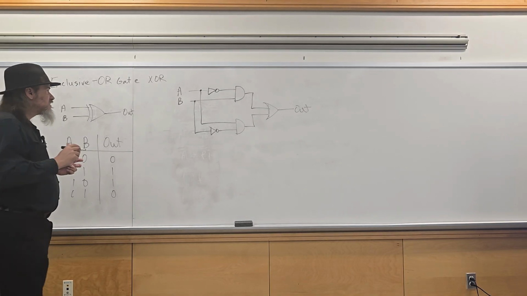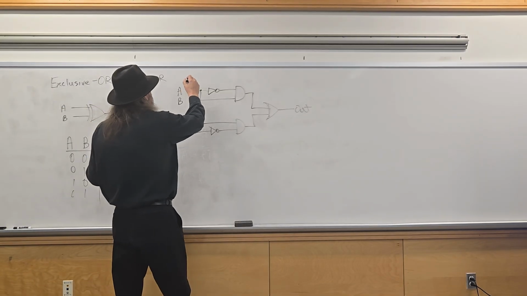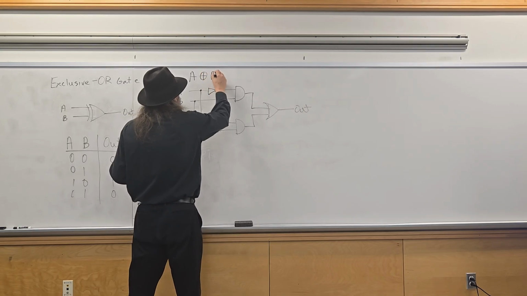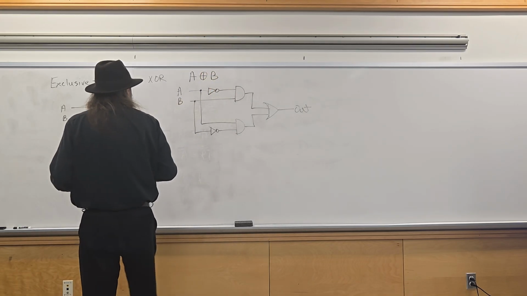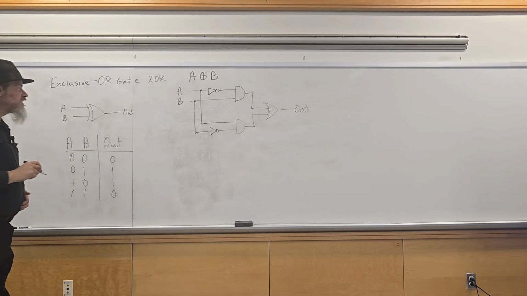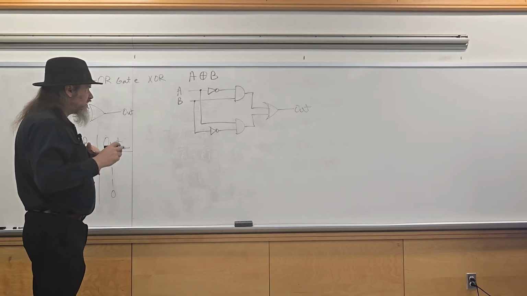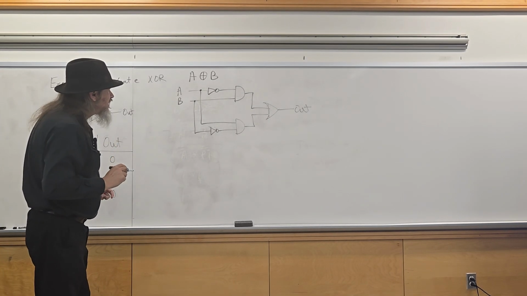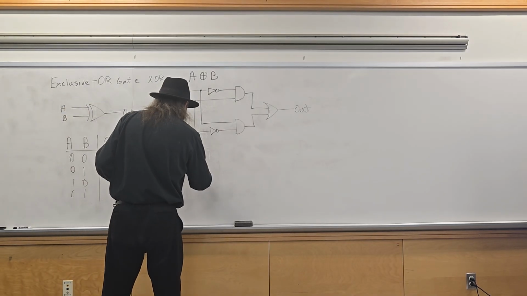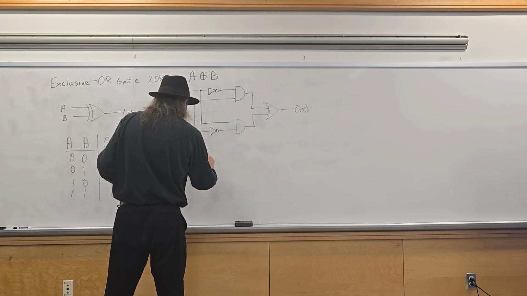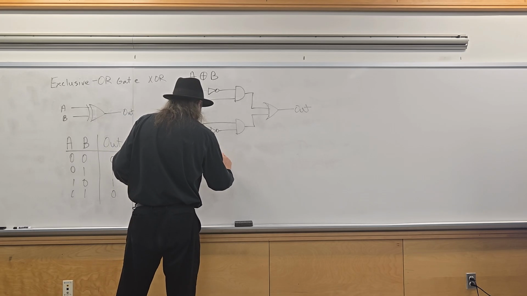The symbol for this you'll see in data sheets: a plus with a circle around it indicates exclusive OR. It can be written out using the normal operations as A not B or A B not.